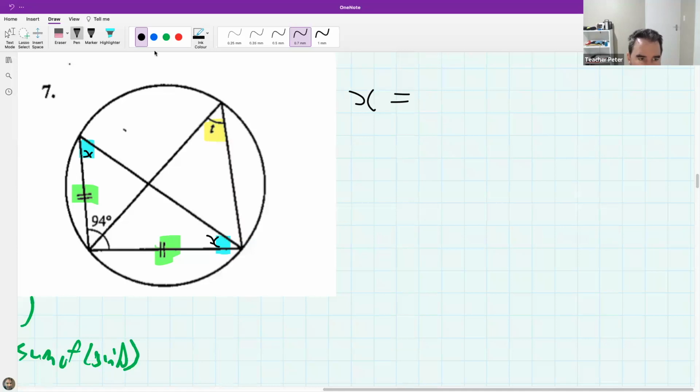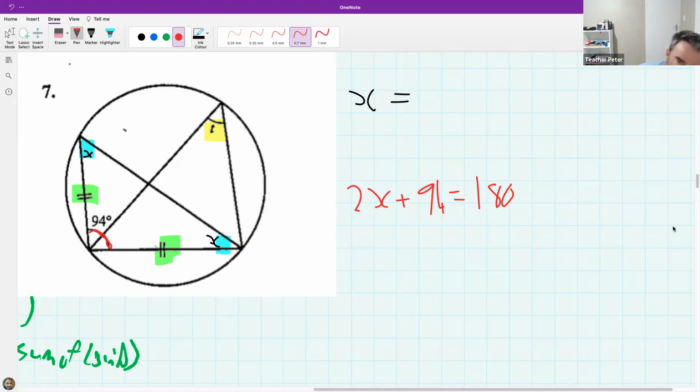So if I realize that this is 94, I think I can just say that 2x plus 94 equals 180. And the reason for that is just going to be the sum of angles in a triangle. And then what is x going to be following from? Well, actually, there's going to be two reasons. So let me write them both down.